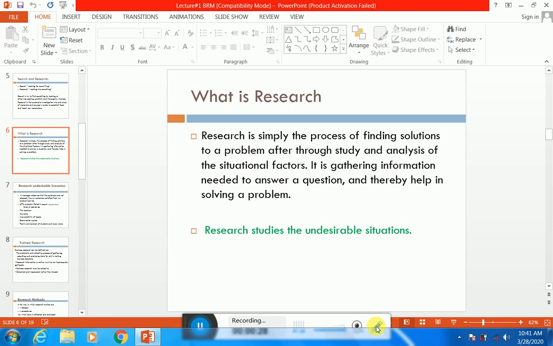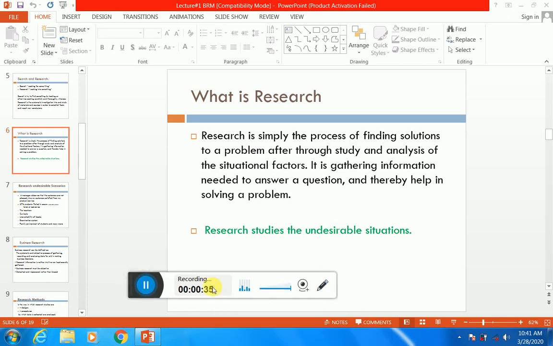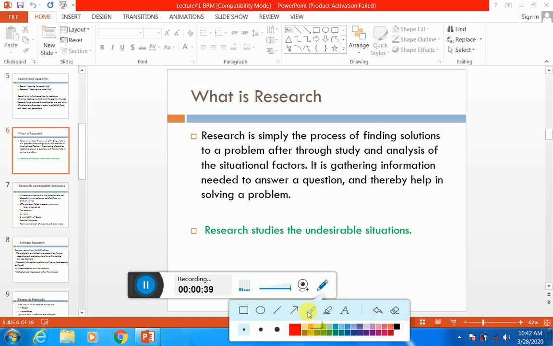I have taken a very simple definition of research from a journal: research is simply a process of finding solutions to a problem. Let me highlight here, after thorough study and analysis of situational factors. It is gathering information needed to answer a question and thereby help in solving a particular problem. Now this definition simply says that research is what?